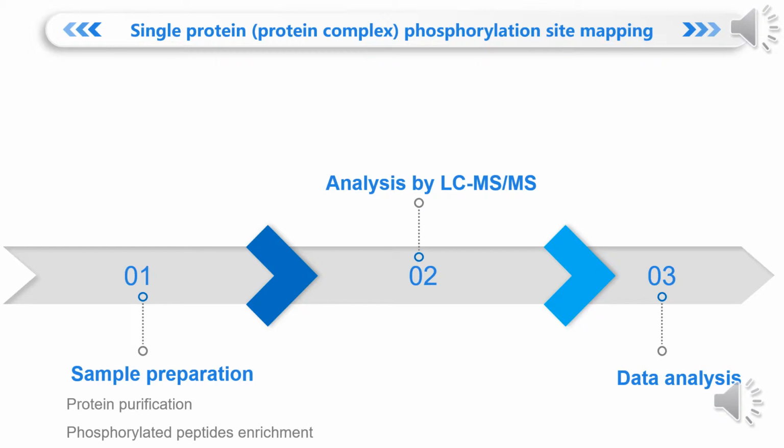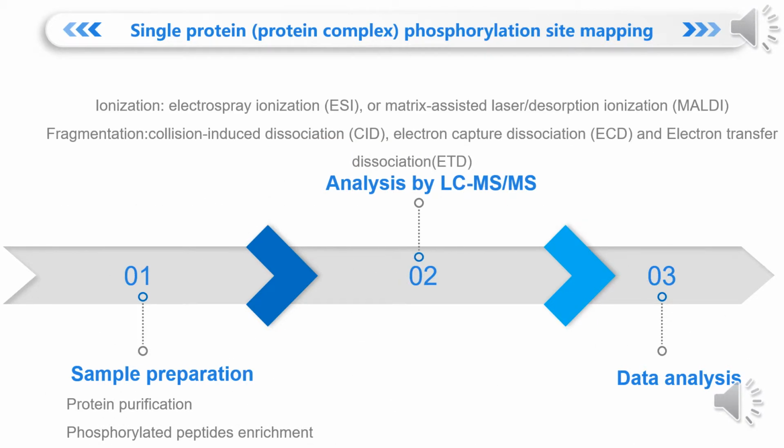For mass spectrometry analysis, the peptides can be introduced into the mass spectrometer through liquid chromatography coupled to electrospray ionization, or matrix-assisted laser desorption ionization. Peptides are most commonly sequenced by tandem mass spectrometry using collision-induced dissociation. Electron capture dissociation and electron transfer dissociation can also be applied for phosphorylation analysis. And informatics software is necessary to identify peptide sequences and their phosphorylated counterparts.